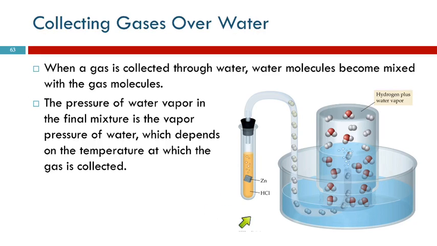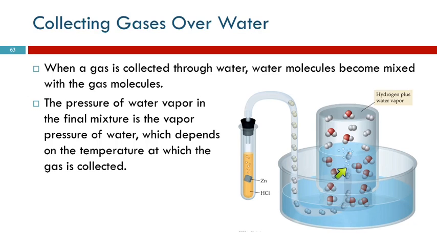Collecting a gas over water. We did this in lab yesterday, although our setup was a little different. We used magnesium instead of zinc, but we reacted a metal with an acid and we got hydrogen gas. Here we're allowing the hydrogen gas to escape through a hole in the stopper into this tube, and we're directing it into this jar that's inverted. It was filled with water.